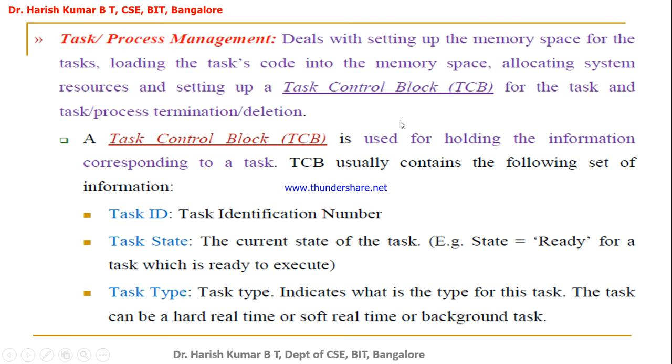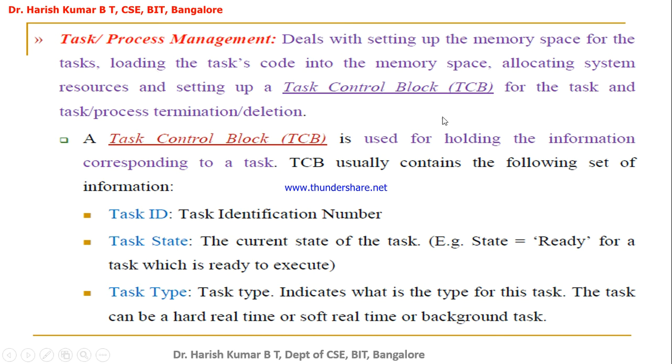Now the task control block is for holding the information corresponding to the task. And what are the fields that are present inside the task control block or the process control block? One is the task ID. Or you can also call it the process ID, because every process is uniquely identified by a number called the process identification number. So you can also call it the task ID.